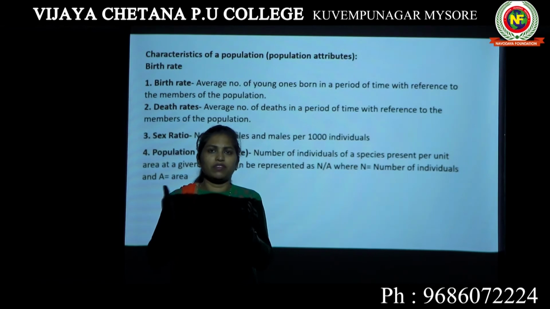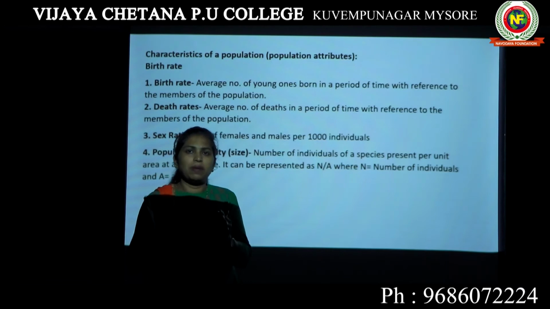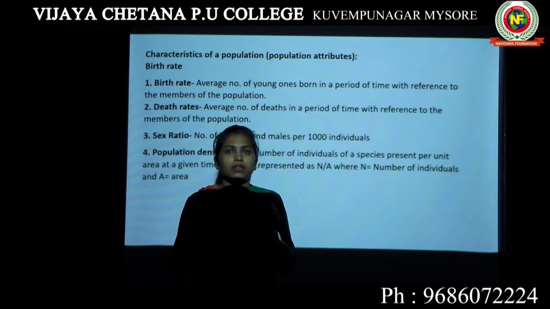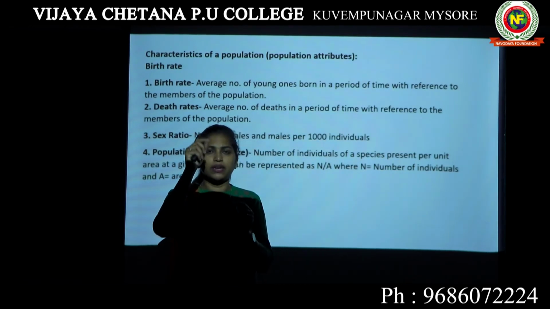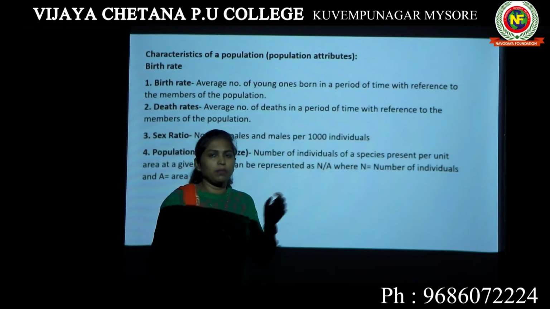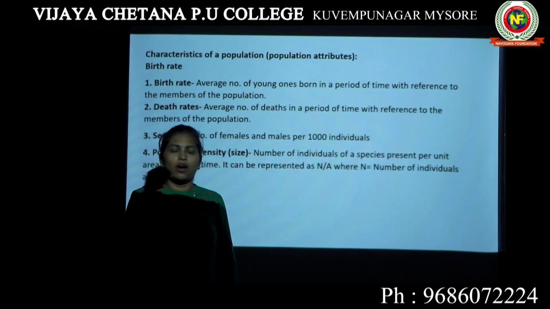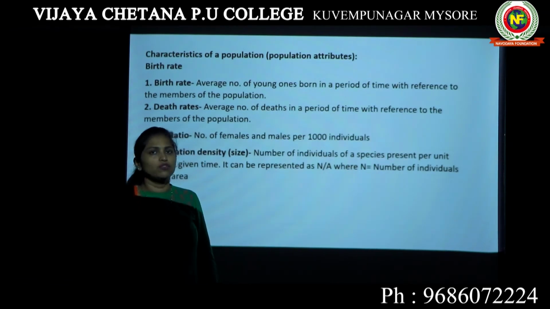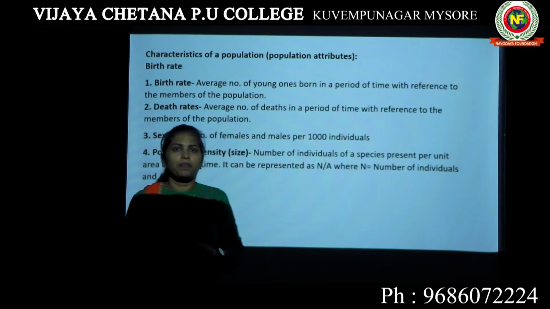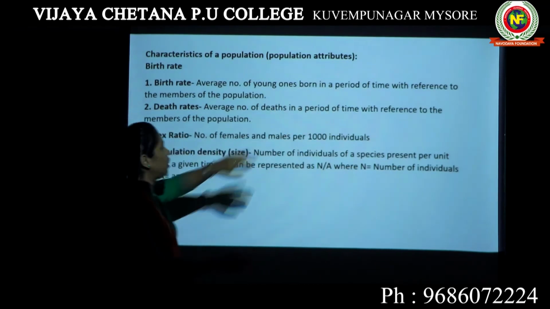Okay, now imagine after 6 months there are 4 new lotus plants born in that particular pond. Then how do we calculate birth rate? We will write it as 4 divided by 20. That means 4 were born out of the already existing 20. So that becomes the birth rate for that particular pond or for that particular geographical area.